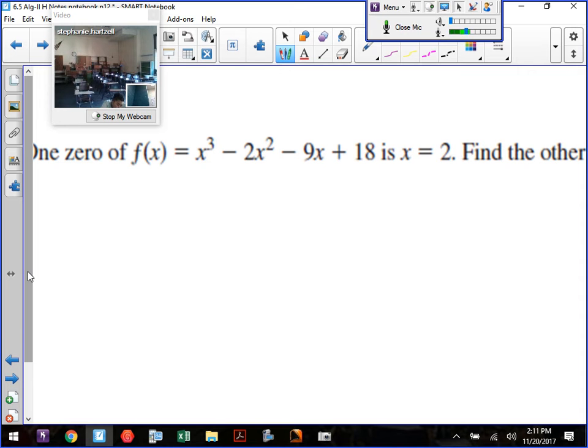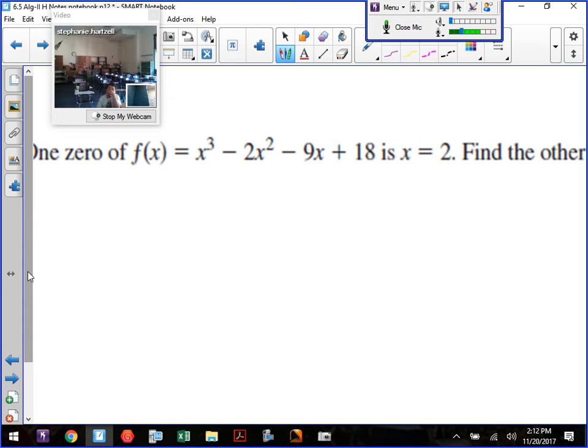So let's try it again. x cubed minus 2x squared minus 9x plus 18. And again, they write it out. Sometimes they write it a little bit differently about how your zeros are. They'll say one of the zeros is x equals 2. Earlier it said f of -3 was 0. Sometimes it'll say a 0 is 2. They just write it differently. So I have a 0 at 2. I have a polynomial function of x cubed minus 2x squared minus 9x plus 18.